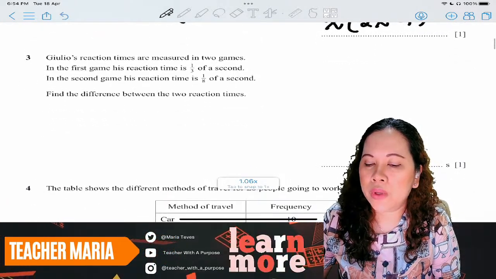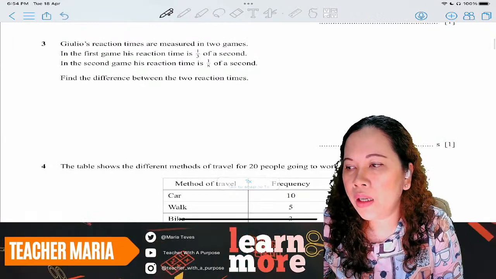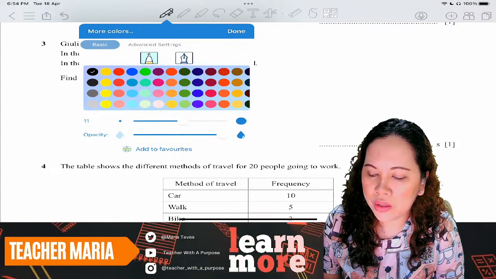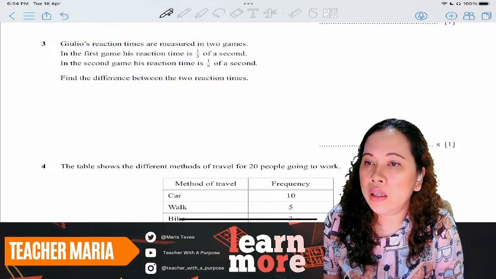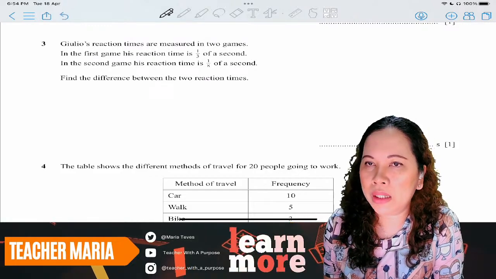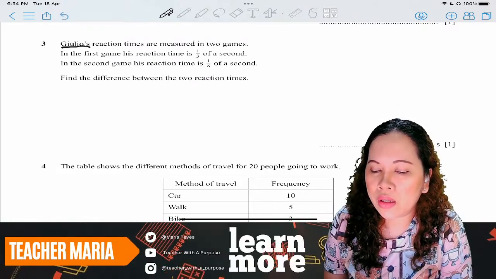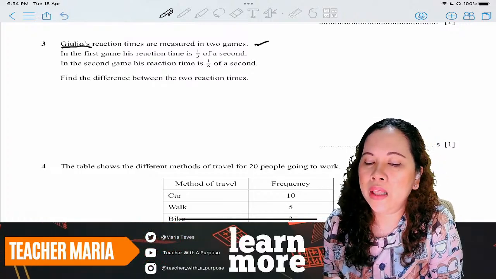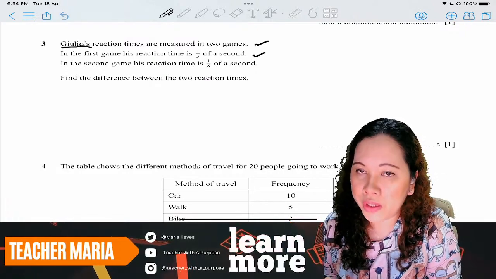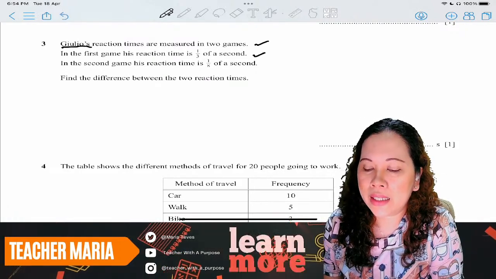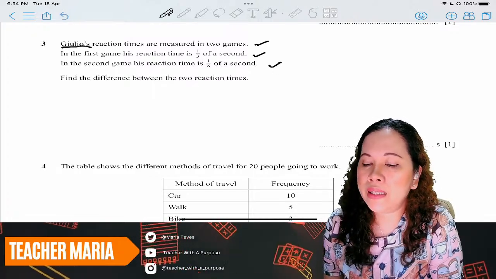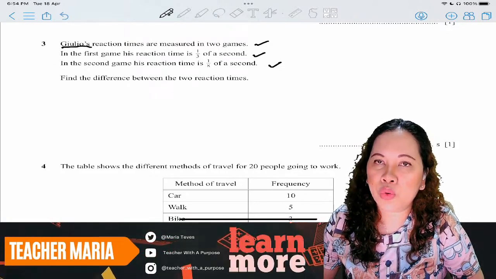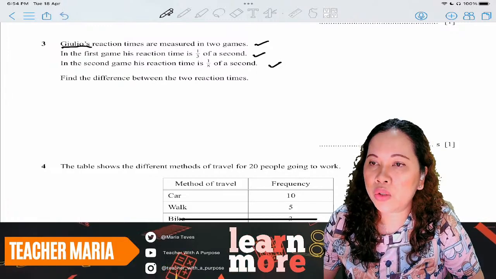Okay. So here, our next question. Gulio's reaction times are measured in 2 games. In the first game, his reaction time is 1/3 of a second. In the second game, his reaction time is 1/8 of a second. Find the difference between the two reaction times.